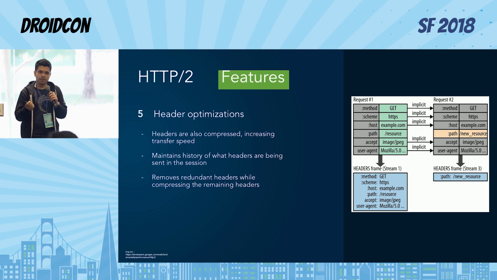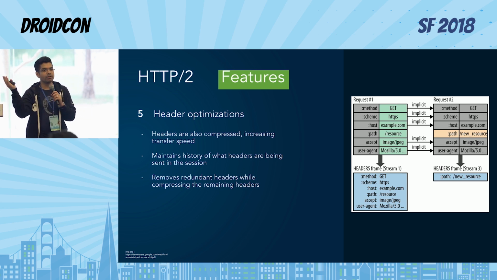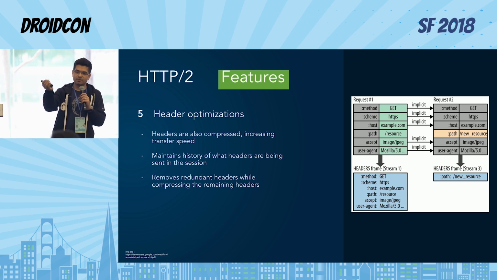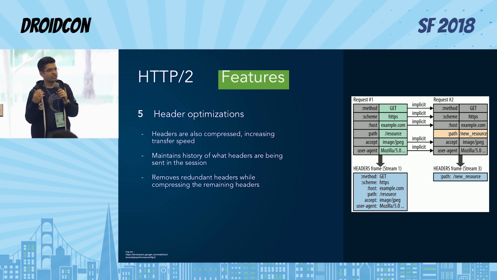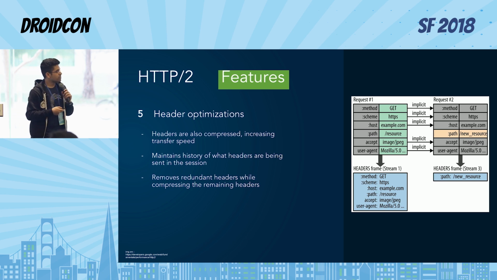Now why this? Because in some situations, your headers become just too big. A typical TCP packet is like 1.5 KBs, and sometimes the header itself would be more than 1.5 KBs. So if you're just spending multiple TCP packets just to transport the header, that's a waste of the bandwidth. So this particular feature tries to solve it.